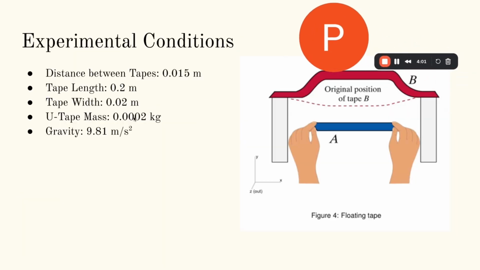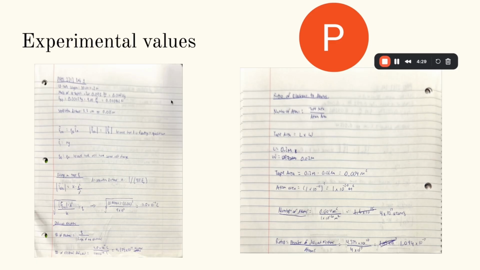So our experimental condition starts with us. We found the distance between the tapes to be 0.015 meters, the length of the tape to be 0.2 meters, and the width of them to be 0.02 meters. The individual U-tape's mass is 0.002 kg, and the gravity constant is 9.81 meters per second squared. I'm going to try not to walk through the full details of how we got the calculations, because I'll do that when we get to the GlowScript code.